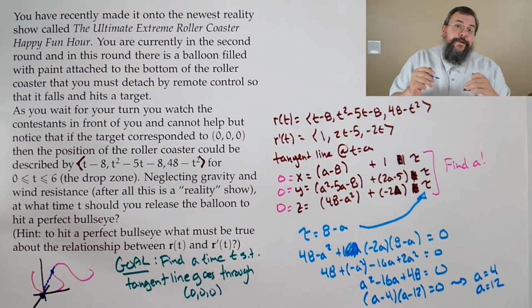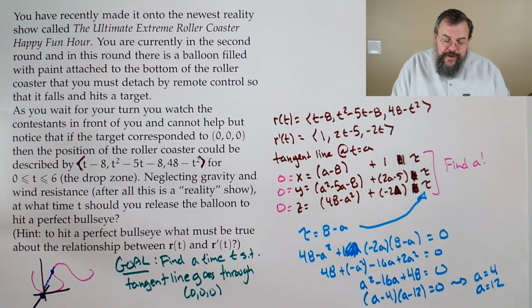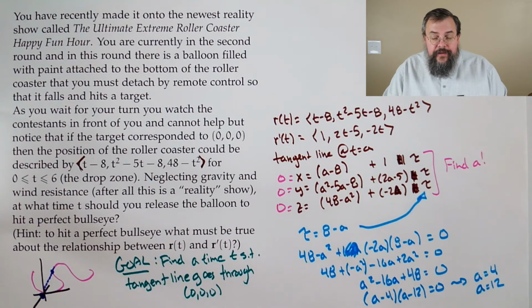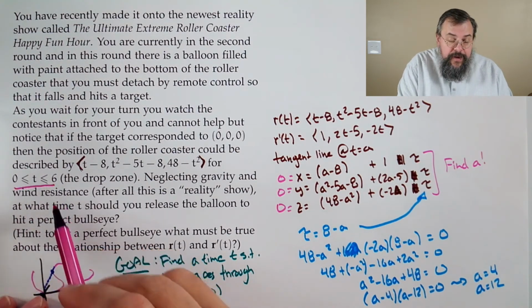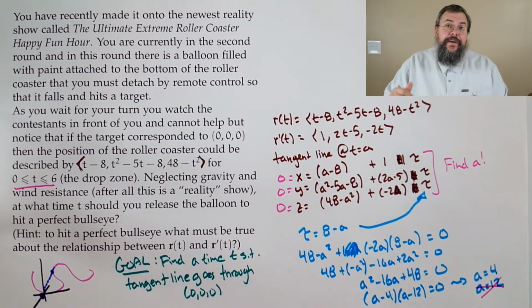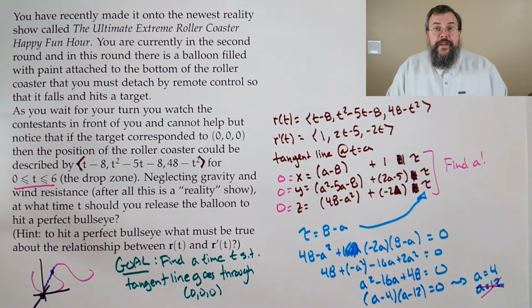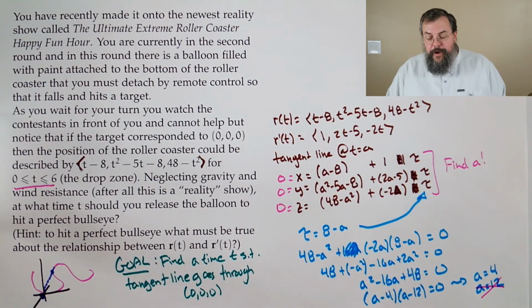Now, which one is right? Remember what A is. A is the time we release. We're told we have to be between 0 and 6, so it can't be 12. That leaves us with one candidate. At this point, we could say, okay, the answer is 4, and we'd probably be right.